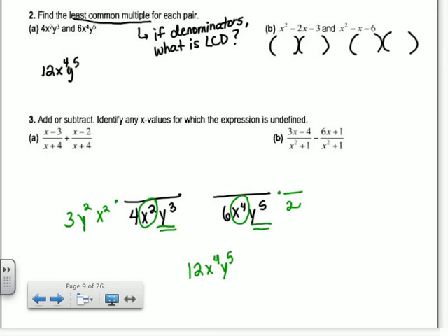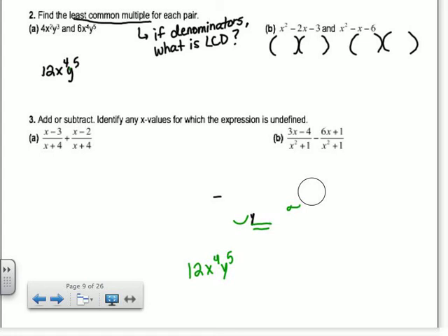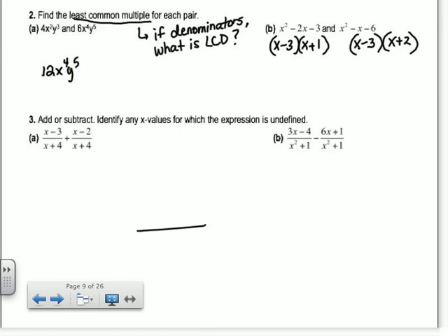Okay, next one, so let's factor. So when I factor, I get x minus 3 times x plus 1 for the first one. So the outer and inner combine to be negative 2. On the next one, I need x minus 3 times x plus 2, so that way the outer and inner terms make negative x. All right, so think about what each one has. So if these were denominators, you'd have x minus 3 and x plus 1 on the first one, and you'd have x minus 3 and x plus 2 on the second one.